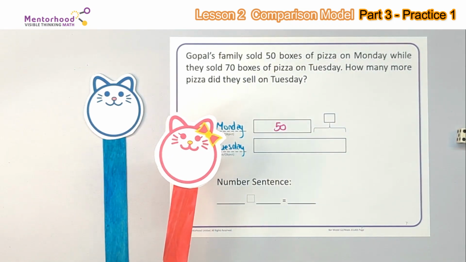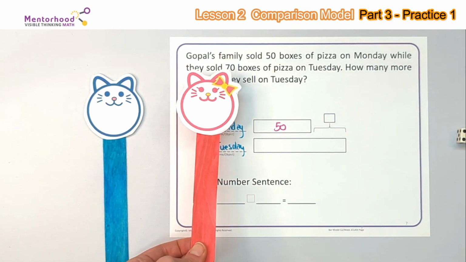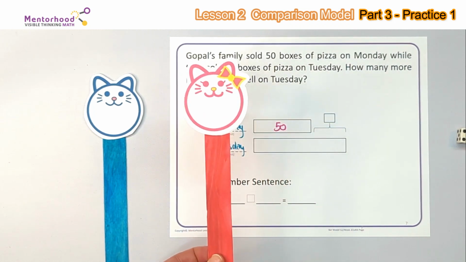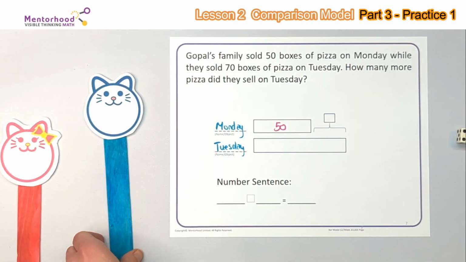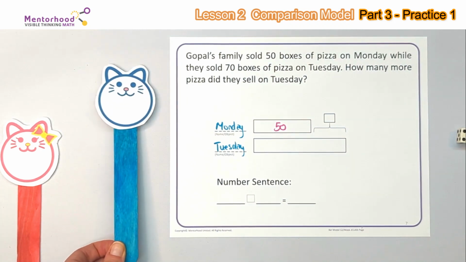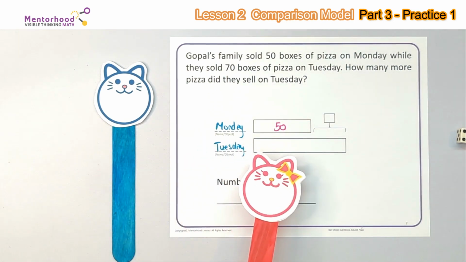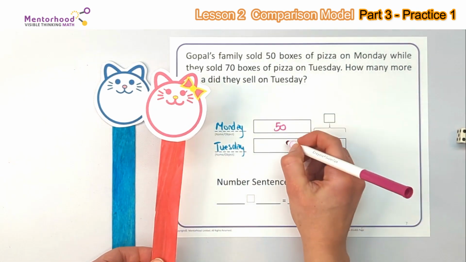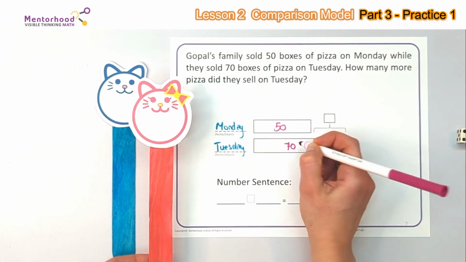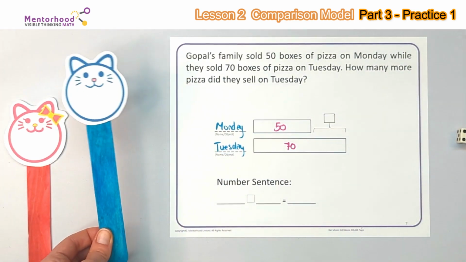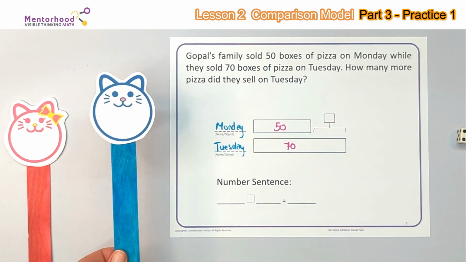And what's next? They sold 70 boxes of pizza on Tuesday. Where do I put that, Matthew? Where do you think? It sounds like it should go in Tuesday's box. 70 boxes, just like that? You got it!